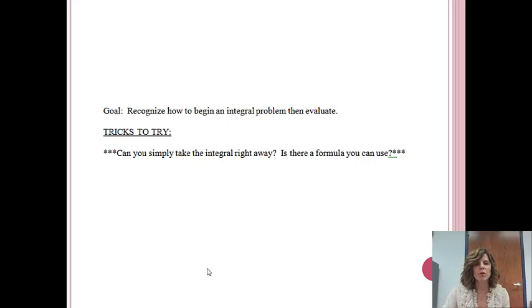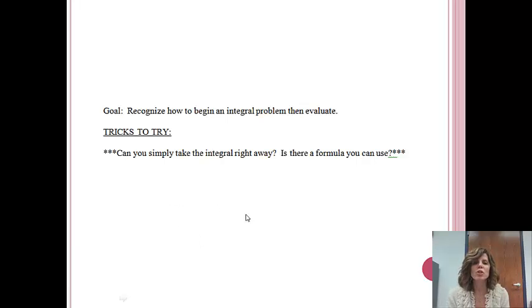All right, our goal is always going to begin to know how to recognize how to begin an integral problem. Mostly we've had so many different ways that we evaluate integrals. How do I get it started? Few questions you can ask yourself as you're getting started on the problems. Can you simply just take the integral? Sometimes we kind of forget that there's just a simple integral that we can take. Or is there a formula I can use? Like if I see integral of secant tangent, I know that my answer would be secant.